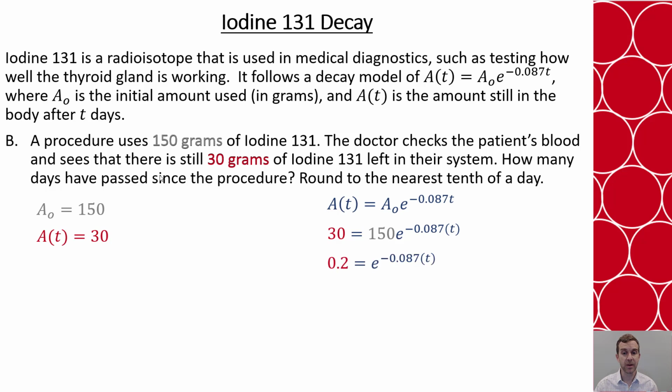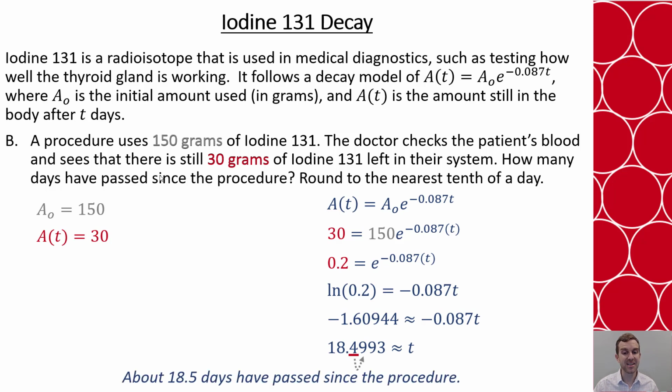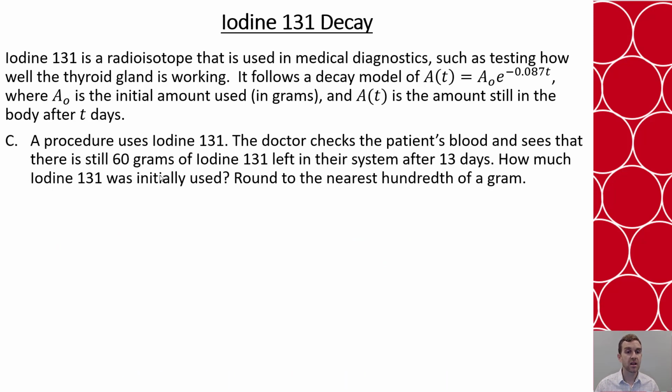So we're going to divide both sides by the 150. That leaves us with 2/10. Now we look at that equation and say, well, this is an exponential with the unknown in my exponent. I need to convert this over to its logarithmic equation. So that's going to be the natural log of 2/10 equals negative 87 thousandths t. So now we can divide both sides by that negative 87 thousandths, and we can use our approximation for the natural log of 2/10 to get that that's approximately 18 and 4,993 10,000ths, or 18 and a half days have passed.